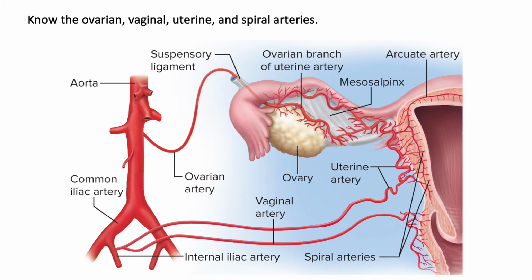So again, with regard to blood vessels, just be aware that there is an artery for the vagina and the uterus that is a branch off of the internal iliac, and an ovarian artery branches off the abdominal aorta as well to travel through that suspensory ligament to deliver blood to the ovary.